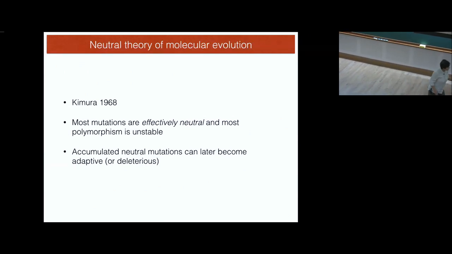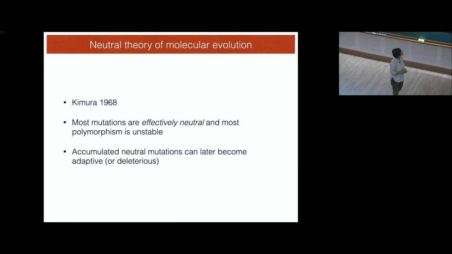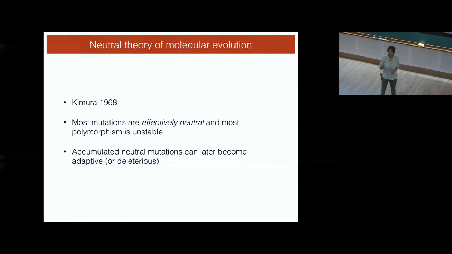Okay, so a related concept to this idea of synonymous and non-synonymous mutations is Kimura's neutral theory, which was proposed in 1968. Just to give a little bit of background, how many of you have actually heard of Kimura's theory before?